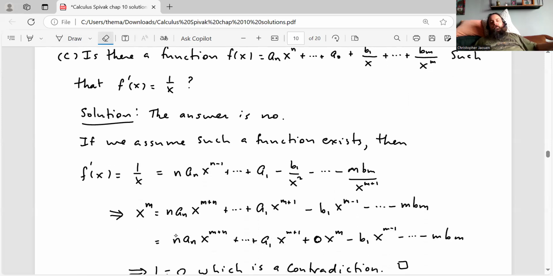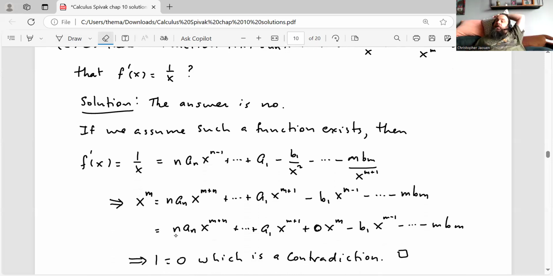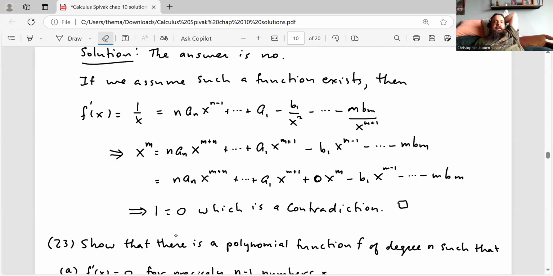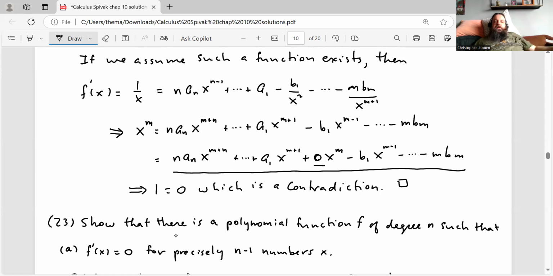So the answer is no. If you already know calculus, you know why that is. But I wanted to do that here just to show you, if you don't know calculus, that this should be interesting. So there is no function like that which differentiates to give you 1 over x. Here, you assume that there is, and you differentiate the right-hand side, and you get an expression that looks like this. Then you multiply through by x to the m plus 1, and that gives you x to the m equals a polynomial that looks like this. And notice that the coefficient of x to the m on the right-hand side is 0, but the coefficient on the left-hand side is 1, and obviously 1 is not 0, so that's a contradiction.